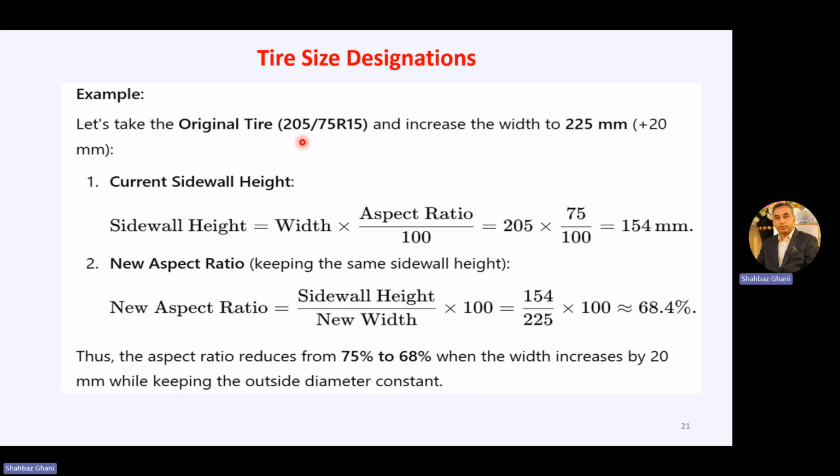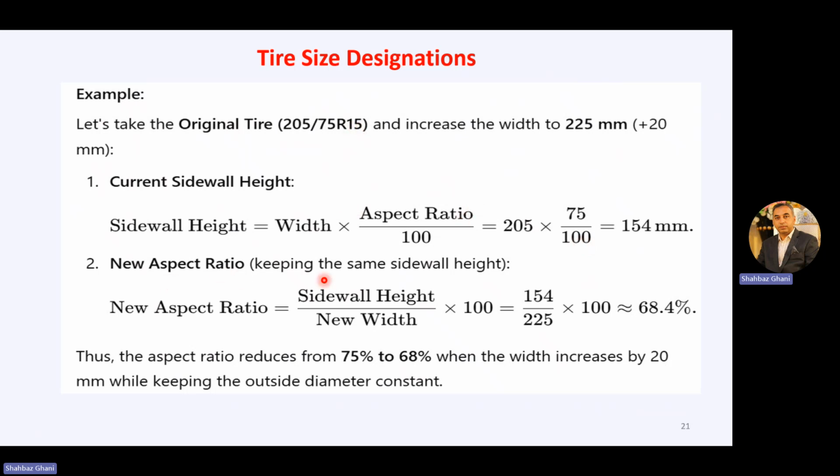Now we are having this original size of 205 is the width, 75 is the aspect ratio, R is radial, and 15. Now we are increasing the width to 225 mm, means plus 20 mm we are increasing. Now current side wall height is equal to width into aspect ratio divided by 100. So we know the width is 205 multiplied by 75 divided by 100, we get 154. Now 154 plus 154, or 2 into 154, plus the rim size, the 15, we get the outer dia.